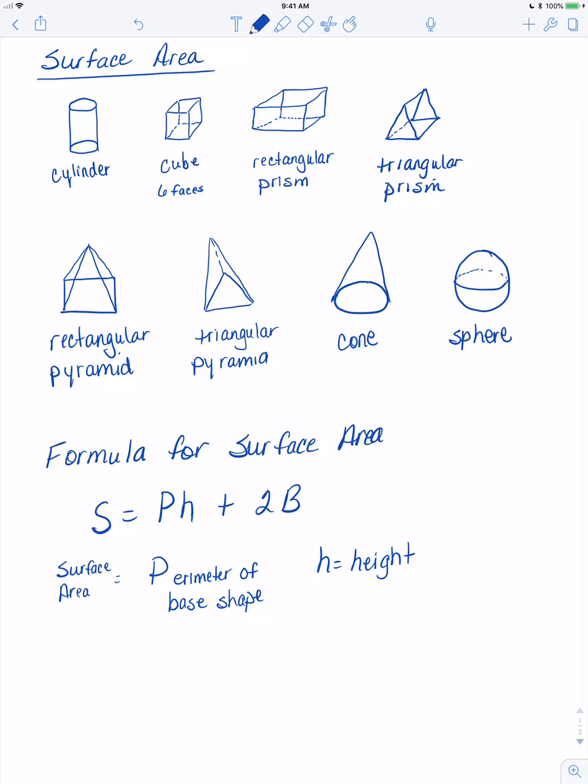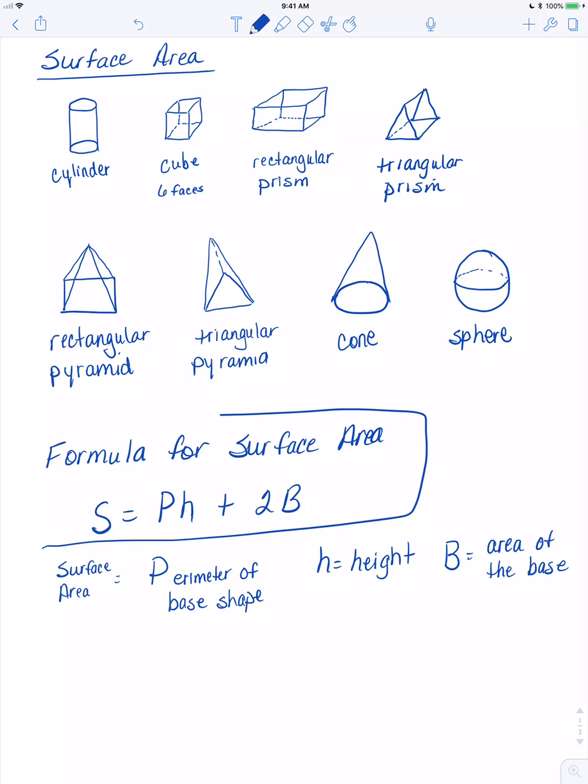Okay, so H is the height of the object, and then 2 times the B, so the big B stands for the area of the base shape. So you have to know how to calculate the perimeter and the area of something before we can use this formula. So that is what we are going to be using.